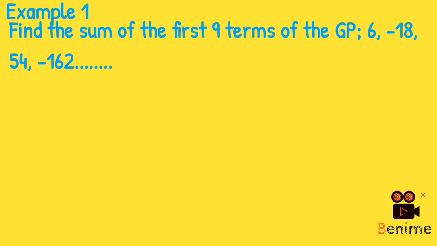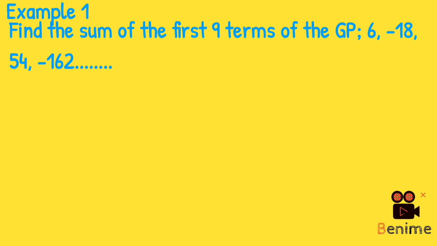The sum of the first 9 terms of the GP. This is clearly stated to be a GP, so there's no need to first check whether it's an AP by looking for a common difference, or to check whether there's a common ratio. We already know that it's a GP and that there's a common ratio. We just have to look for it.